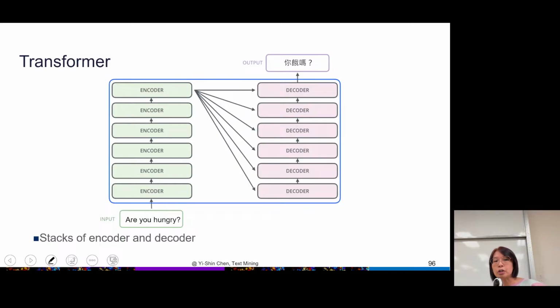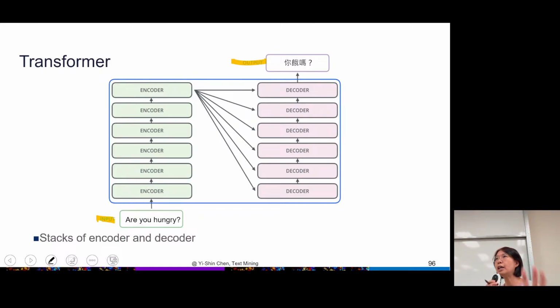One structure is called encoder. One structure is called decoder. And then you can also see transformer. The reason we call them transformer is because they can translate your language. Like your input is English and your output could be Mandarin, so that they transform from one language to another language.